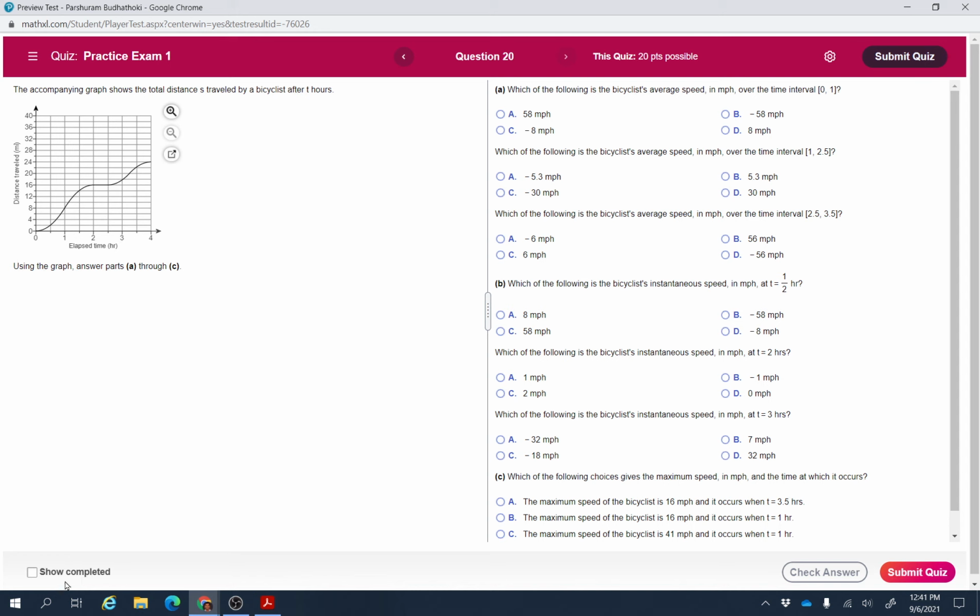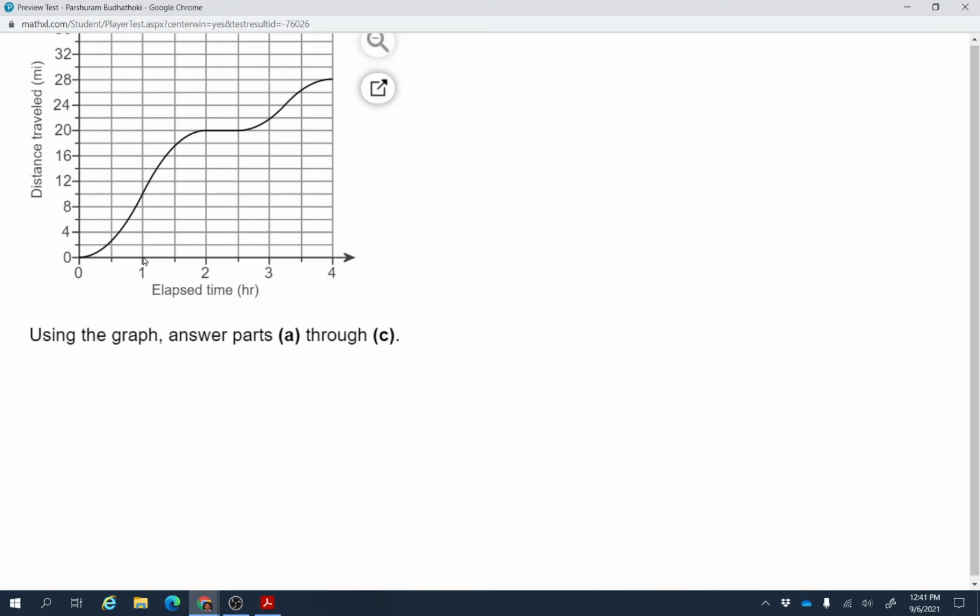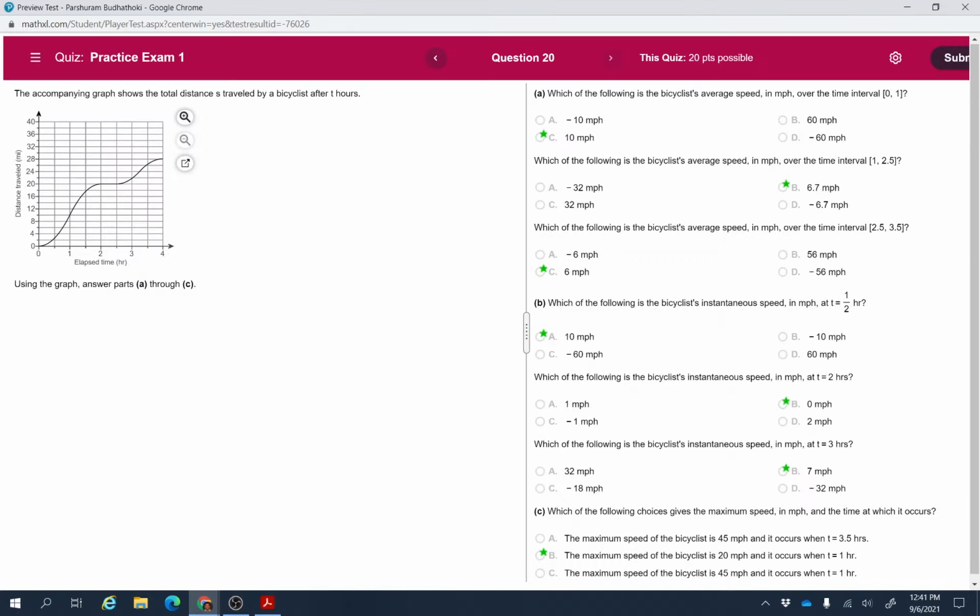Okay, so there are two different kinds of question in this particular problem. One is find the average speed, another one is find the instantaneous speed. Average means, for example, let's say 0 to 1, just focus on 0 to 1. Find the value of the function at 1, which is 10, and at 0, which is 0. So 10 minus 0 is 10, divided by the difference on that interval, which is 1 minus 0. So it's 10. That's the reason the answer is 10 miles per hour.